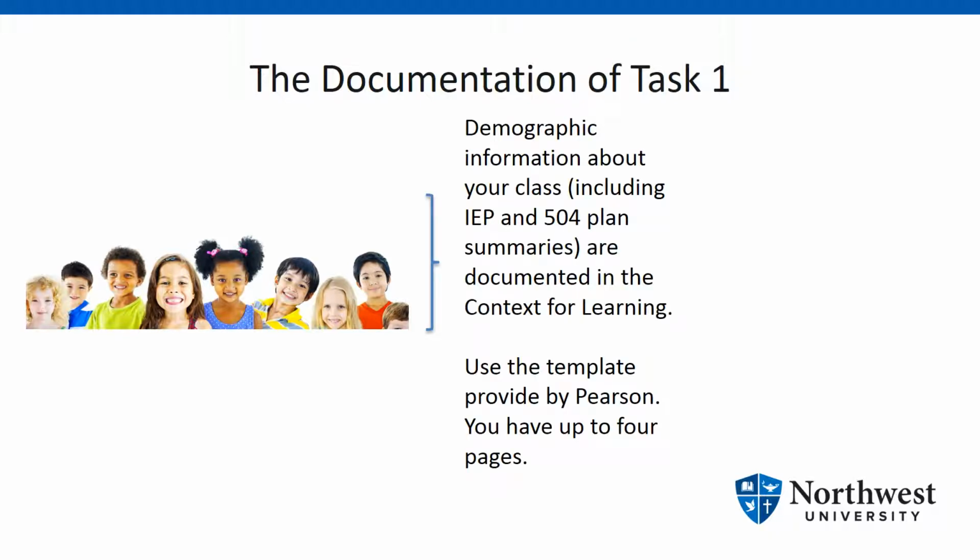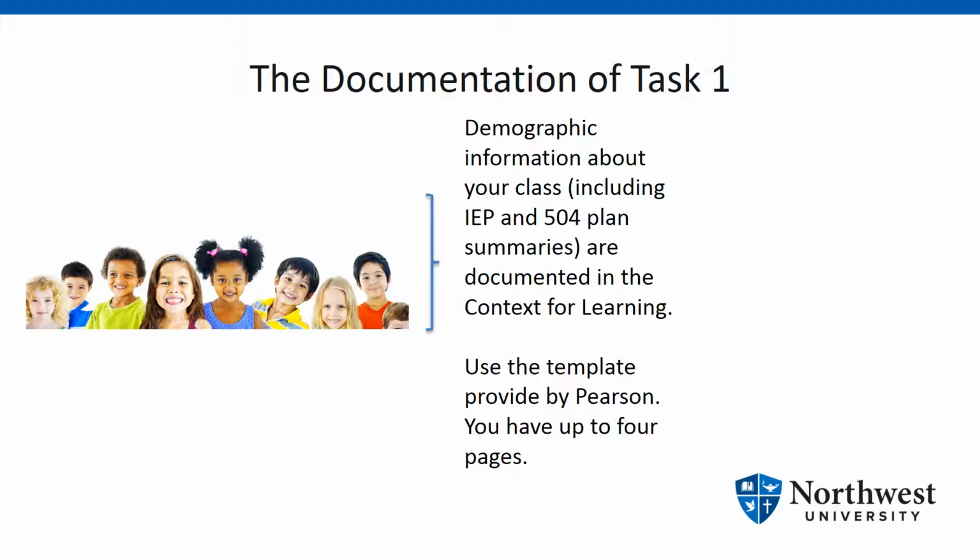There is a form called the Context for Learning form. It is a template provided by Pearson, and you have to complete it. It asks you to provide demographic information about your class: number of males, number of females, suburban or urban, what age groups are present. It gives you a chance to describe any interesting features about your classroom, such as I'm in a portable, or I'm in this kind of room and we have these kinds of resources in the room. And then finally, it gives you a chance to write about any students you have that have special needs.